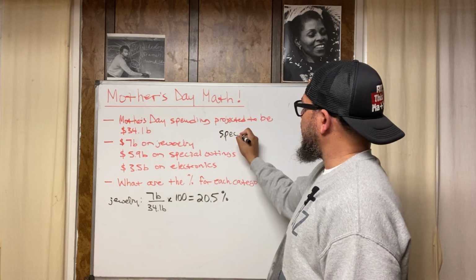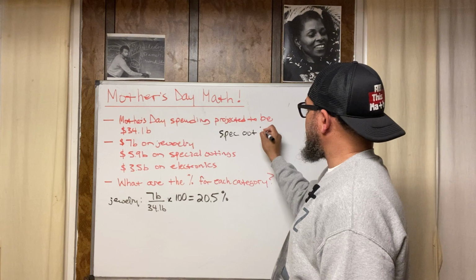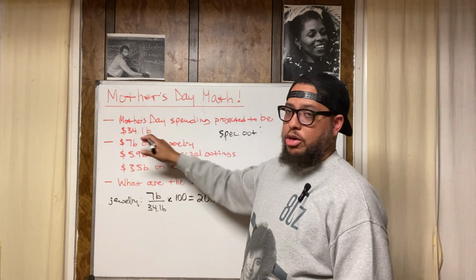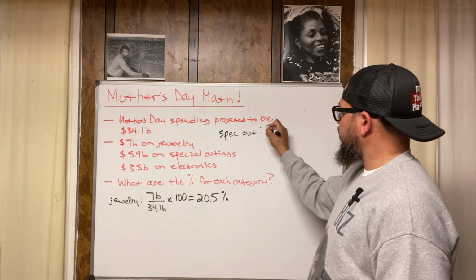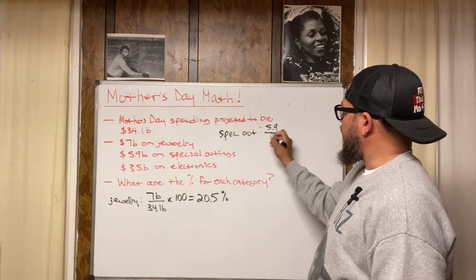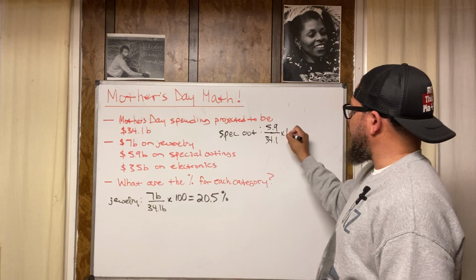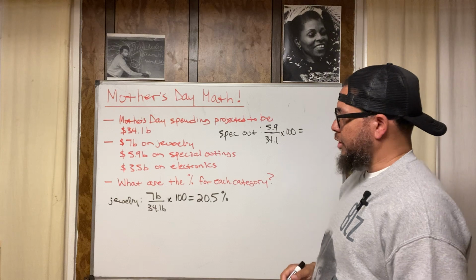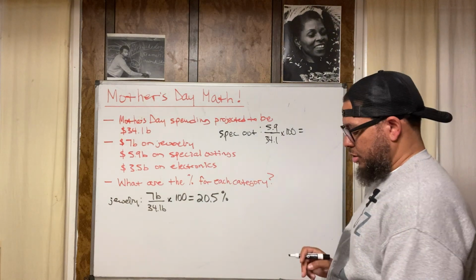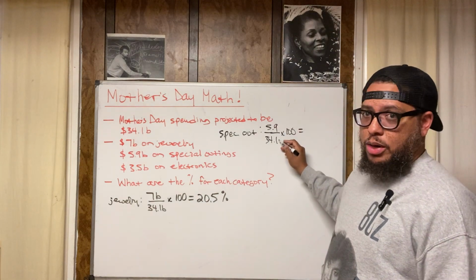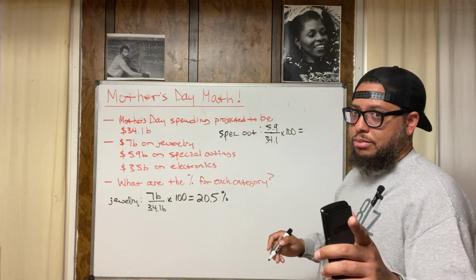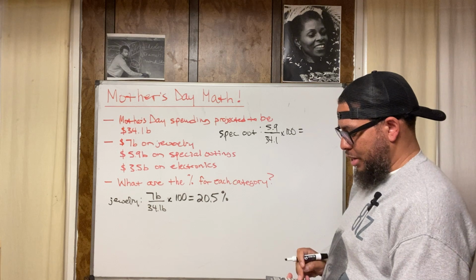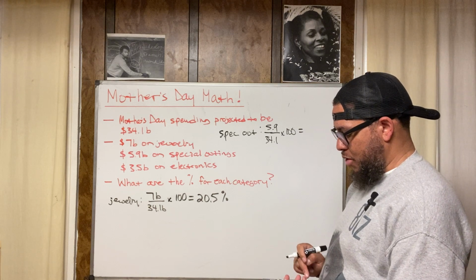Now, let's do special outings. We'll write that up here. Make another fraction. 5.9 divided by 34.1, times 100. I don't need to write the billions, because the billions basically cancel out. And again, we're not doing 34.1 divided by 5.9. Do not do that. I repeat, do not do that. All right. So 5.9 divided by 34.1.